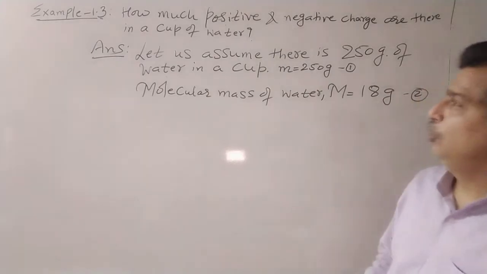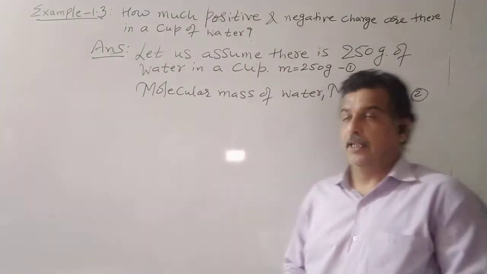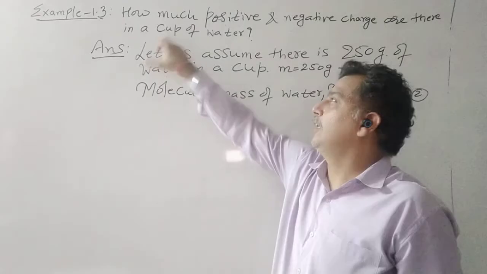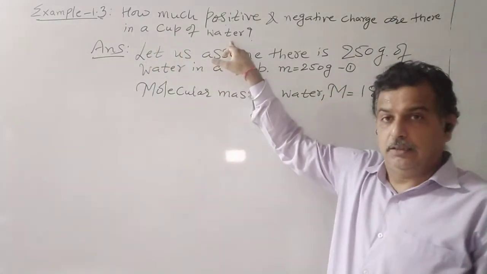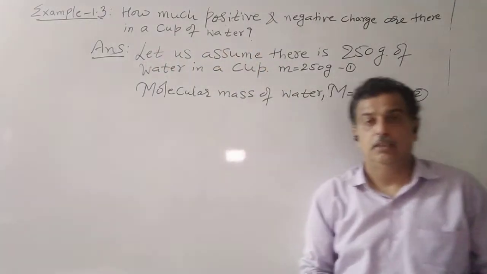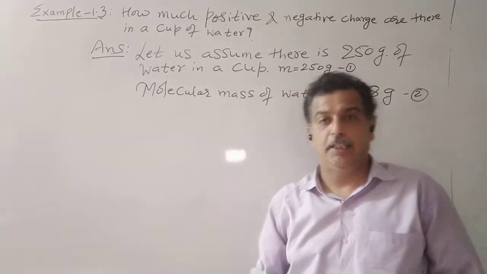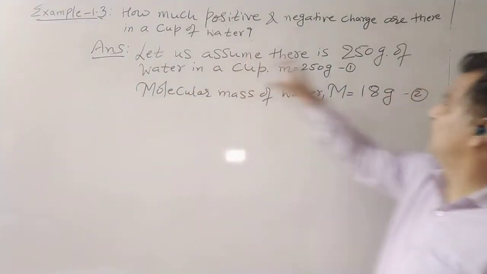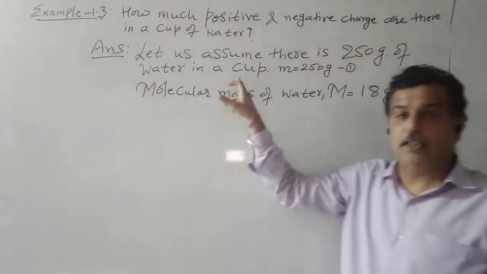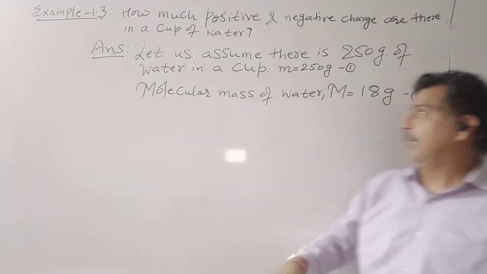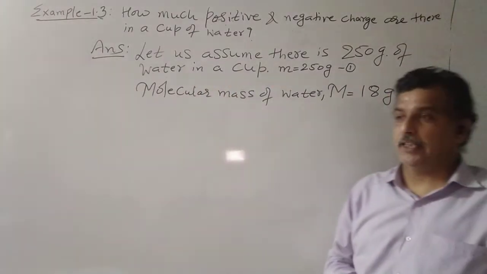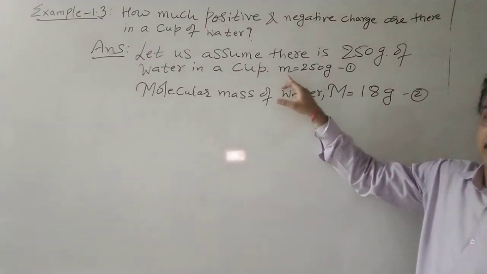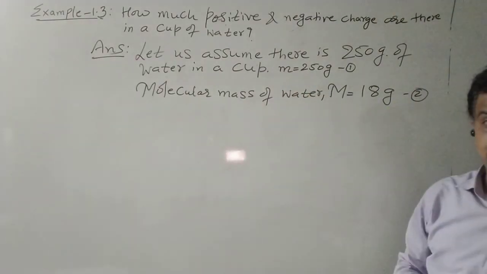Now let us move to example 1.3. Example 1.3 asks how much positive and negative charge there is in a cup of water. In the question they have not given the quantity of water in a cup. So let us assume there is 250 gram of water in a cup. This is an assumption, any quantity of water can be given. So here we take the mass of water in a cup to be 250 gram.